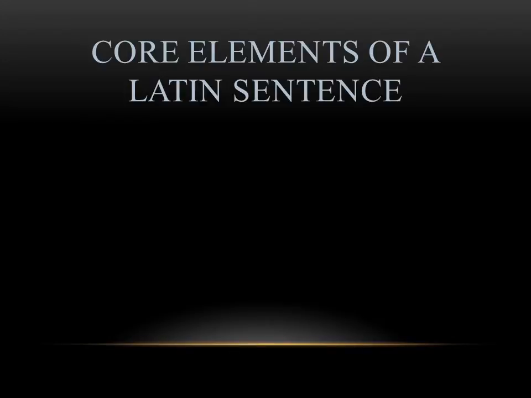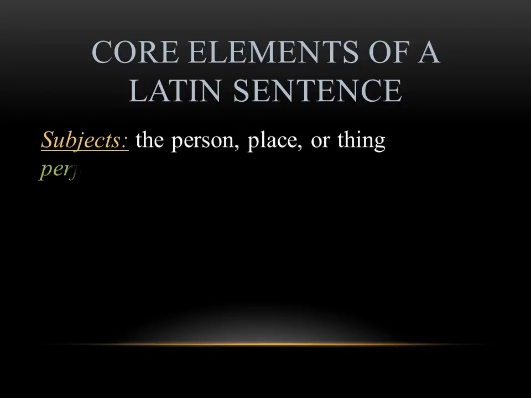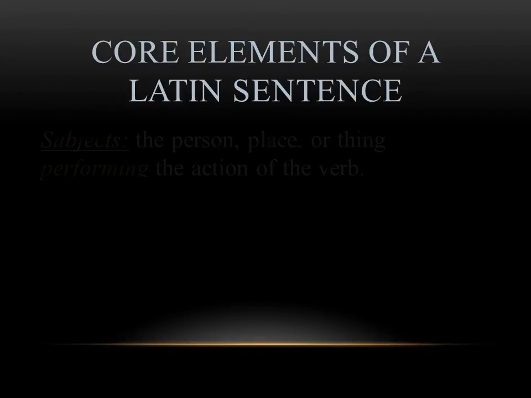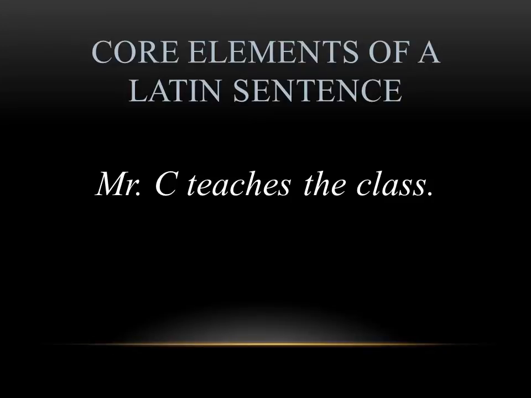So to start, we want to think about what we call the core elements of a Latin sentence. And the first thing we want to talk about are subjects. The subject of a sentence is the person, place, or thing that performs the action of a verb. So for instance, if I gave you the sentence, Mr. C teaches the class, you want to ask yourself, what's the subject here?